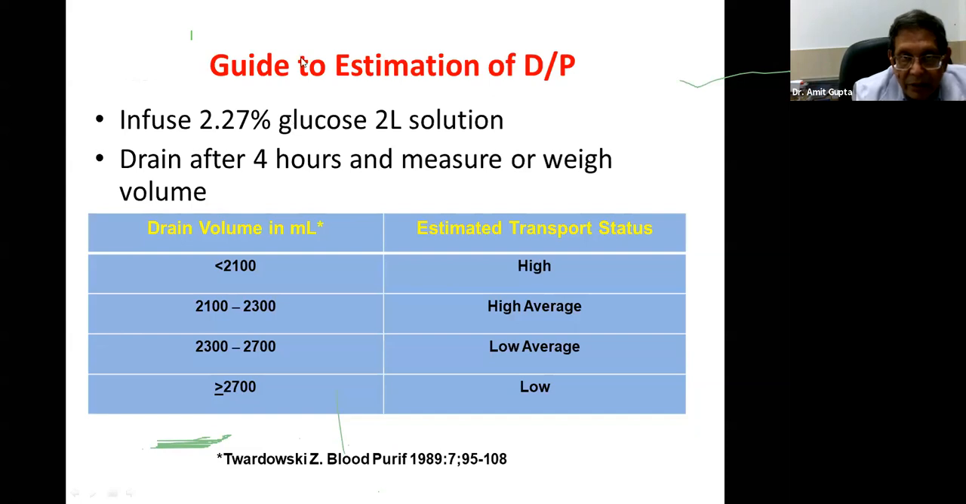A guide on estimation of D/P creatinine based on the drain volume. If your drain volume using a 2.5% glucose solution at the end of 4 hours is just 2100, that is, you put in 2 liters, you're getting just 100 ml extra, then it is a high transporter. But on the other hand, if you get very good ultrafiltration in excess of 2700, it's a low transporter. Anything between 2100 to 2300 is high average, and 2300 to 2700 could suggest that this patient is having a low average. So again, you can have a rough estimate on the peritoneal membrane characteristic based on the ultrafiltration volume.